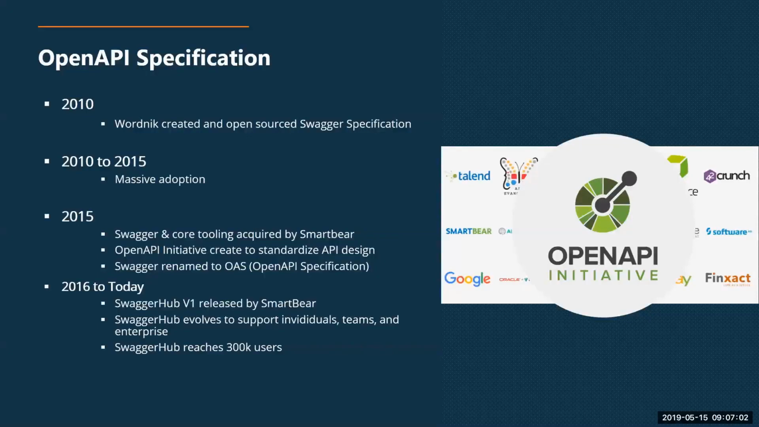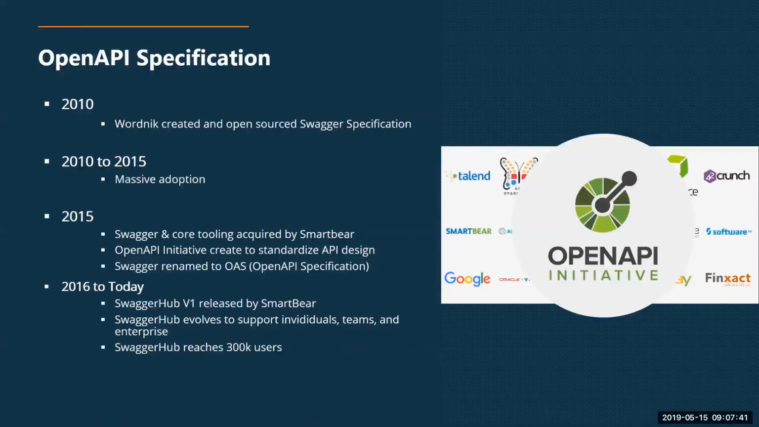So the story goes, it was massively adopted between 2010 and 2015. Then in 2015, SmartBear came along and acquired the Swagger spec and some of the core tooling that was built around it. The OpenAPI Initiative was set up to help standardize API design. There are a lot of different companies involved in that, including ourselves, Google, and 42Crunch on the right hand side. And in 2015, Swagger was renamed to OAS, the OpenAPI specification. So the two terms are used interchangeably a lot these days.